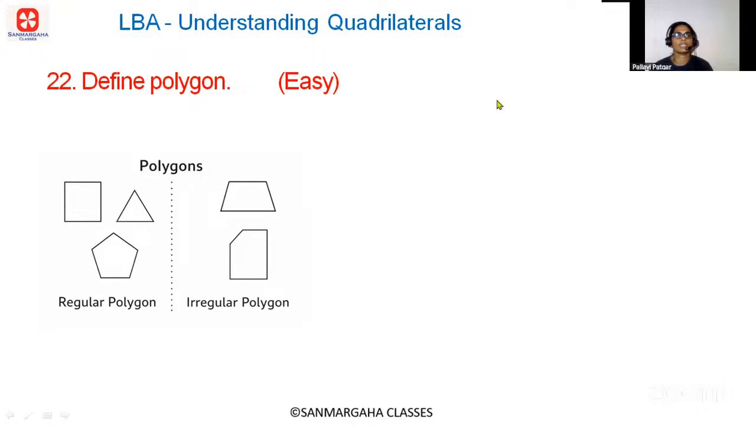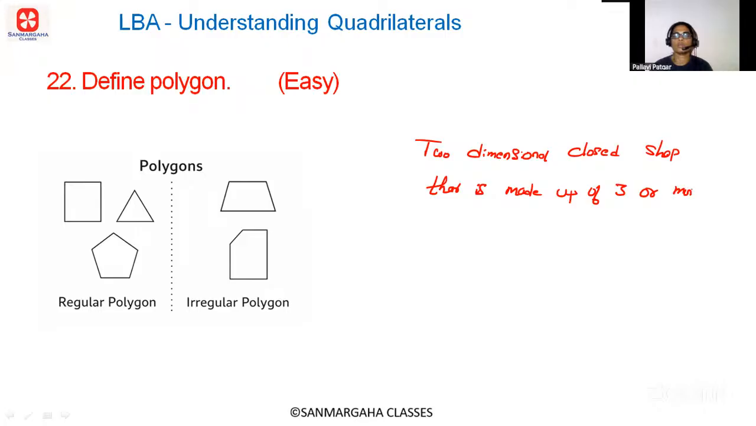In this chapter, look at question number 22. Define polygon. Okay, so here, polygon. It is a two-dimensional closed shape that is made up of three or more straight lines.